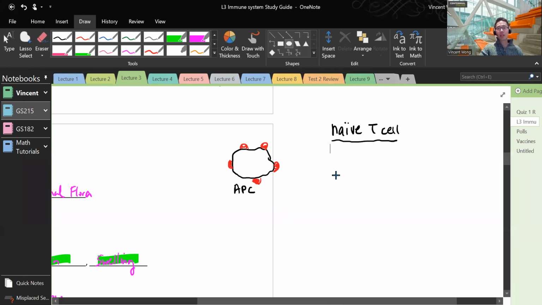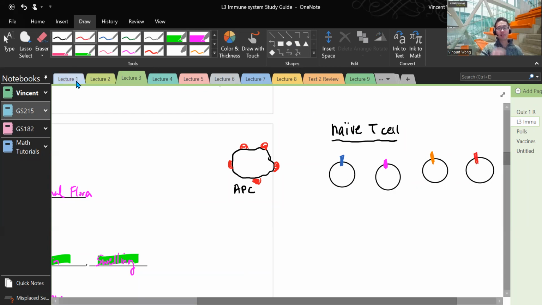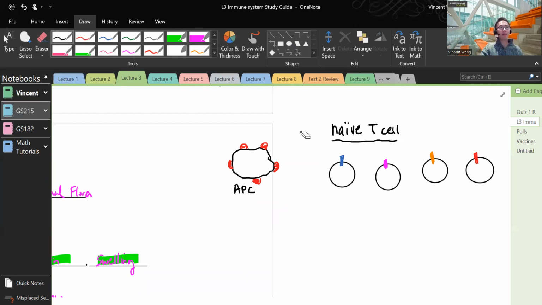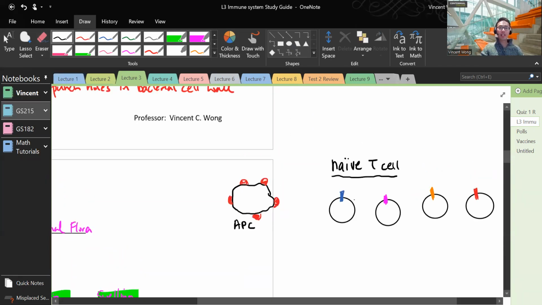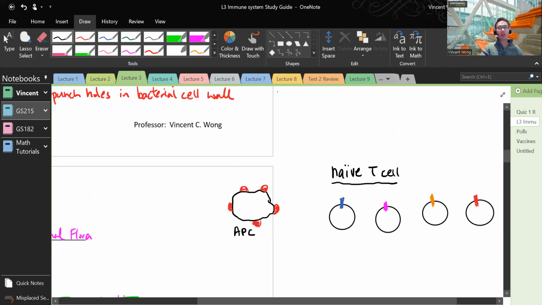So there are different types of naive T cells. They're the same naive T cells, but what distinguishes them is the kind of receptors they have on them. I'm just going to use colors to distinguish them. Some have blue receptors, some have pink receptors, and I know I'm repeating myself because I already talked about this in the recordings, but I do apologize if you have to hear it again. But I do like to repeat myself. So these are naive T cells with different receptors. Now, these receptors are created through what we call gene shuffling.